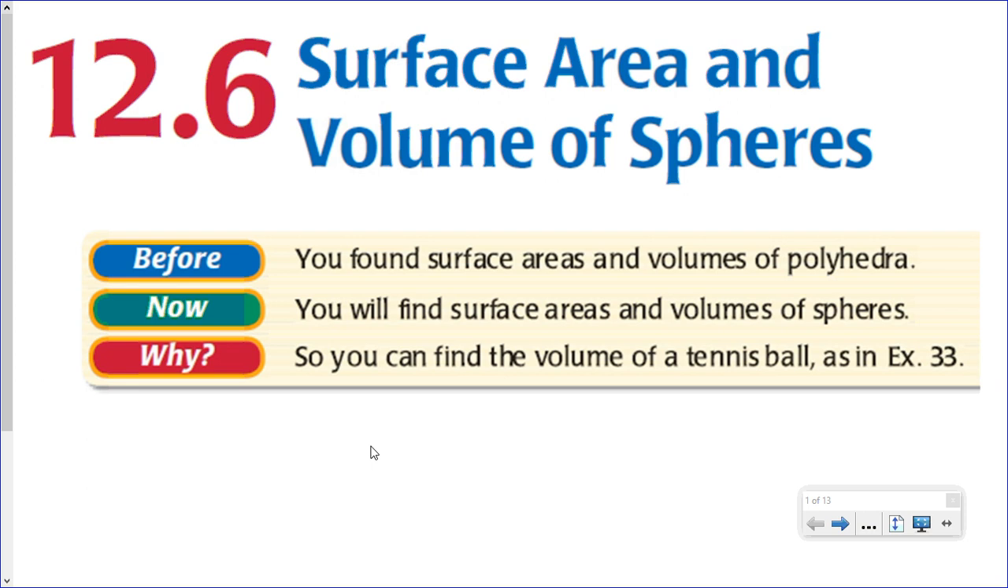Okay, good morning. This is 12.6, surface area and volume of spheres. And away we go.